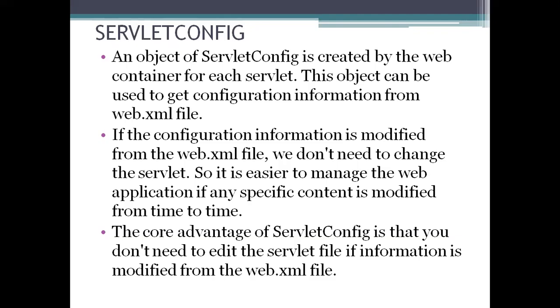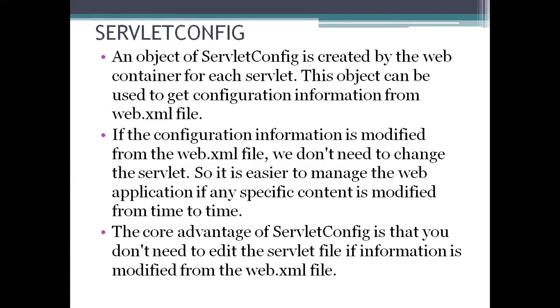The web container stores three types of information into the ServletConfig object. What does the web container store into the ServletConfig object? It stores the logical name of the servlet, the init parameters of the servlet, and the ServletContext object reference. The web container reads the logical name of the servlet and the init parameters of the servlet in the deployment descriptor file, that is web.xml.